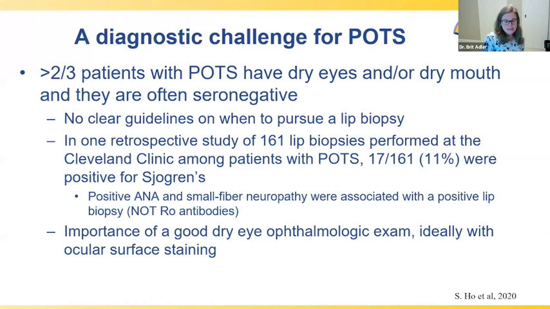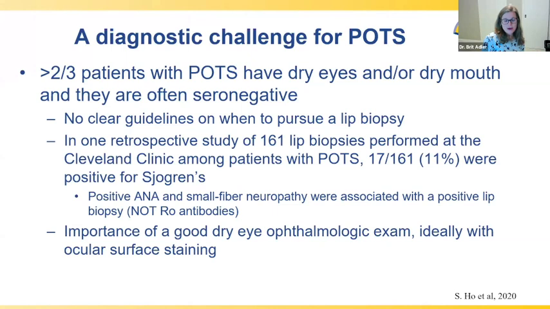We have one study to guide us here, and that's a retrospective study of 161 lip biopsies that were done at the Cleveland Clinic among their POTS patients. Even among patients who the doctors thought may have Sjögren's, so had a high likelihood of having Sjögren's, only 11% of the biopsies were positive for Sjögren's. But what the authors found was that a positive ANA and small fiber neuropathy were associated with having a positive lip biopsy. So that might provide some guidance as to who we should try to do lip biopsies among.